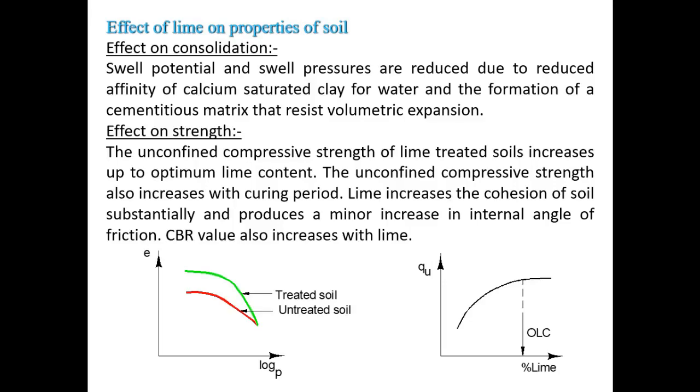Next one is effect on strength. For the lime treated soils, the unconfined compressive strength rises up to optimum lime content, and it also increases with curing period. Lime addition to soil causes a significant increase in cohesion and a minor increase in angle of internal friction. The California bearing ratio of the soil also increases with lime addition.